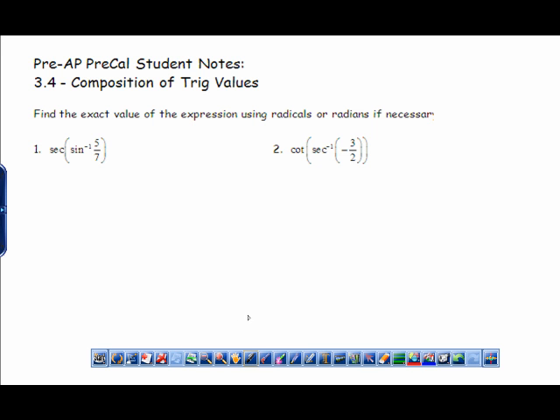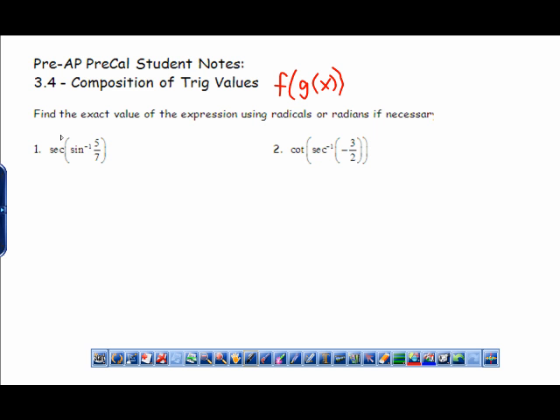Okay, video lesson 3.4, composition of trig values. If this word composition looks familiar, it should, because in Algebra 2 you did f of g of x. This is where you're taking a function and the input is not a number or x, but it's another function. And so that's what we have here. There's going to be two different types. I'll explain that more as the lesson goes on.